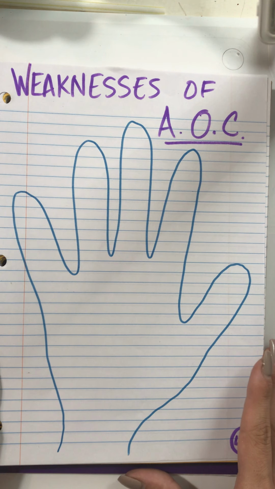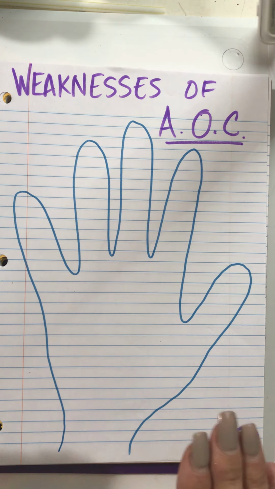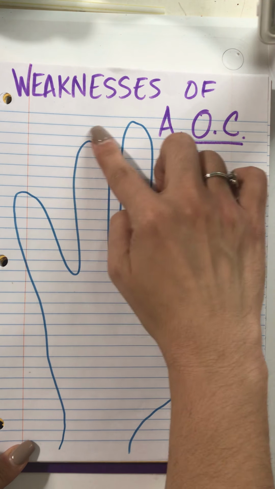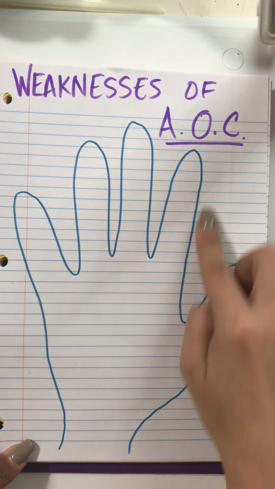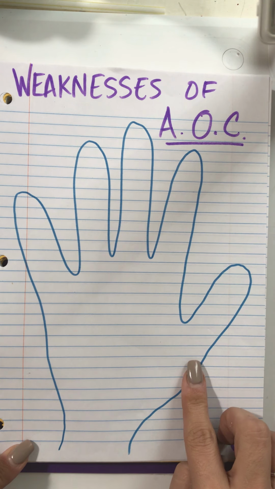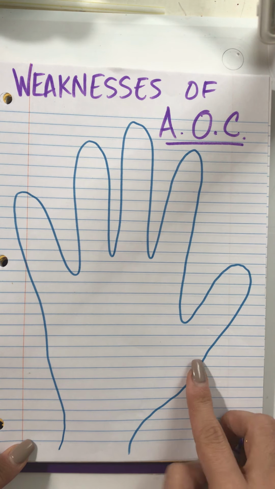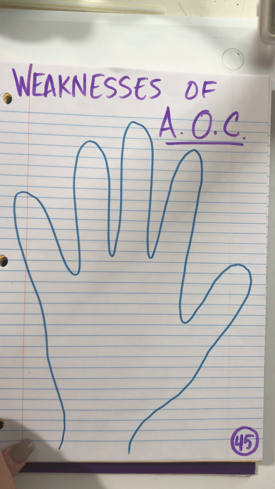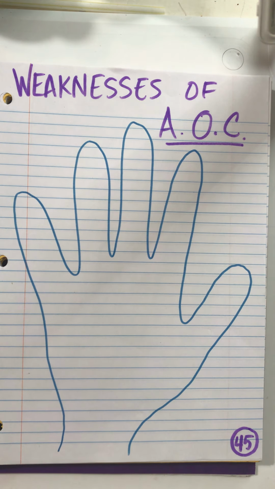So like I mentioned, we are discussing the Articles of Confederation. You will create this hand because these are the main weaknesses of the Articles, America's first Constitution. Go ahead and put pause while you complete this and then come back and press play. Now, let's get started with these weaknesses.